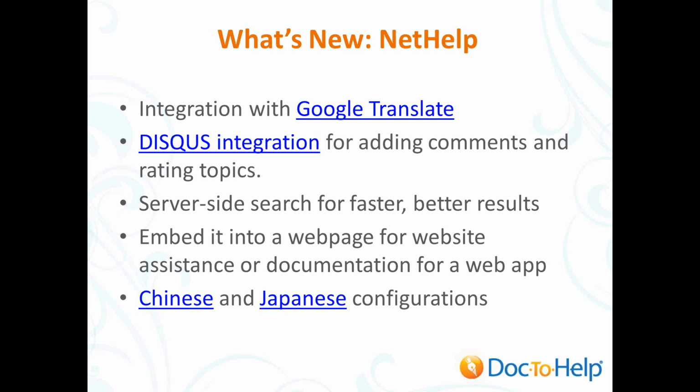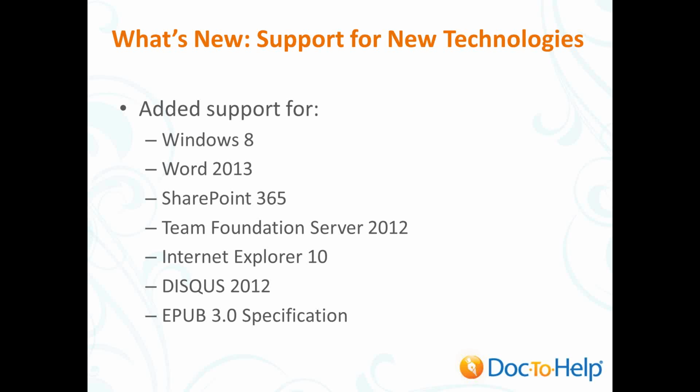And we added Chinese and Japanese configurations. And included in that is support for right-to-left languages. Then additionally, Microsoft was really busy in 2012, and so we added support for everything that they made available. So we added support for Windows 8, Word 2013, SharePoint 365, Team Foundation Server 2012, Internet Explorer 10, DISQUS 2012, and the EPUB 3.0 specification.